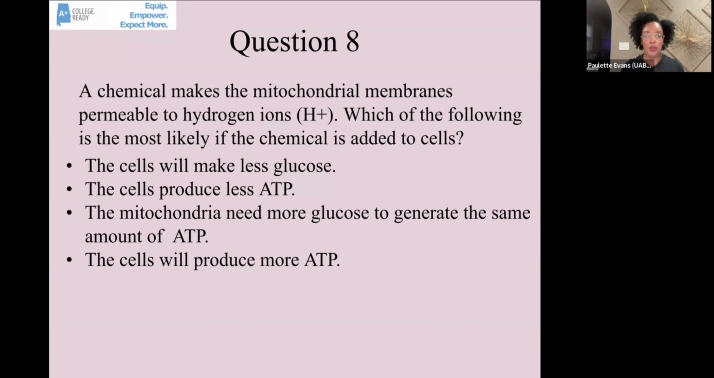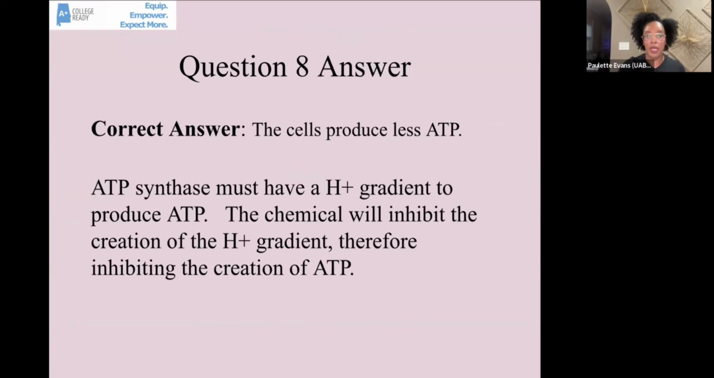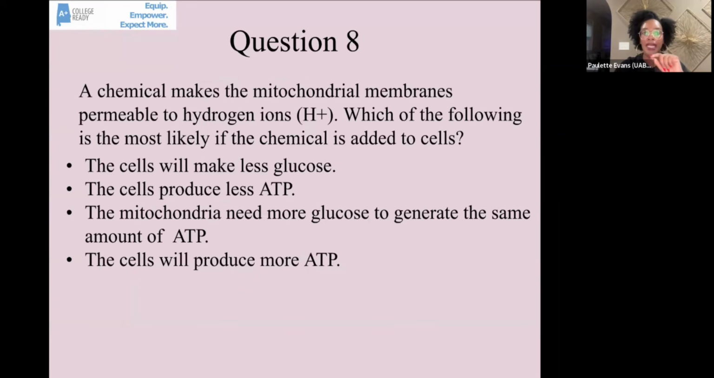All right, how'd you do? The correct answer choice here is the cells would produce less ATP. ATP synthase must have a hydrogen ion gradient to produce ATP. The chemical will inhibit the creation of the hydrogen ion gradient, therefore inhibiting the creation of ATP. Let me go back to the picture to nail this one, okay? It says the mitochondrial membrane is permeable or leaky. The mitochondrial membrane is leaky to hydrogen ions.